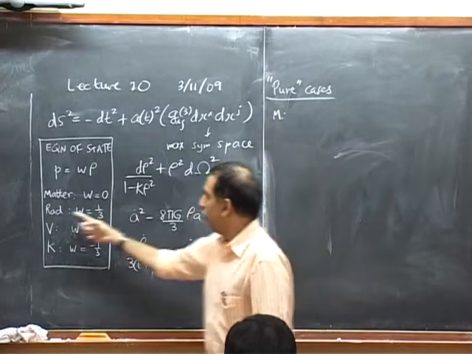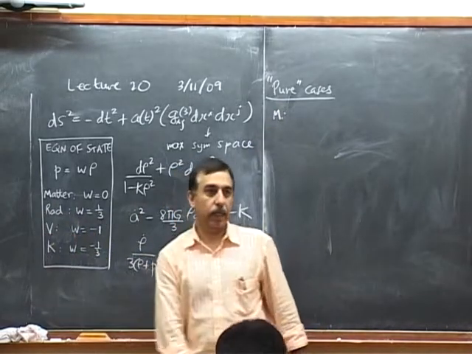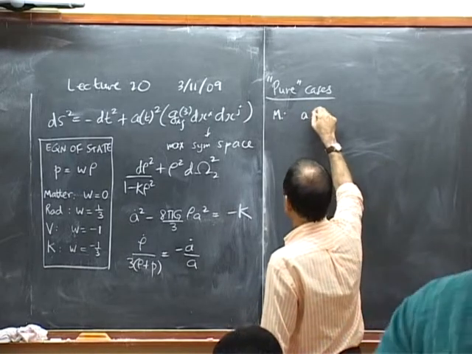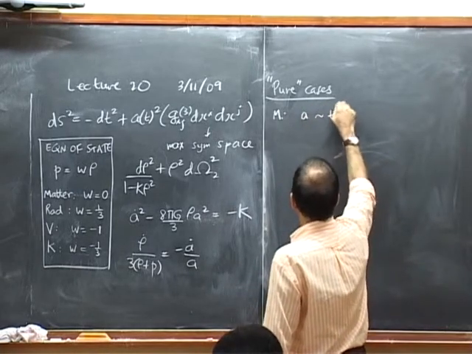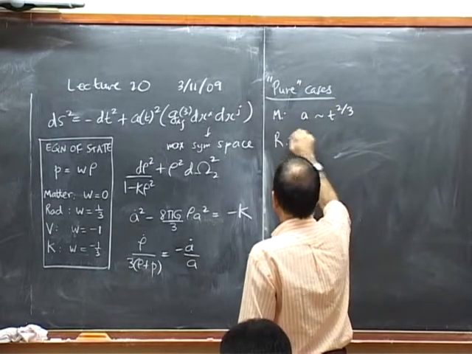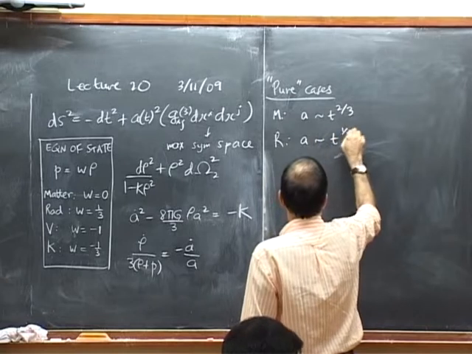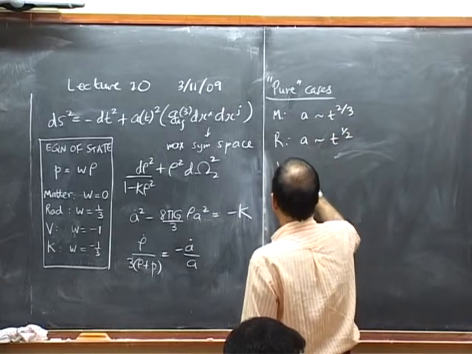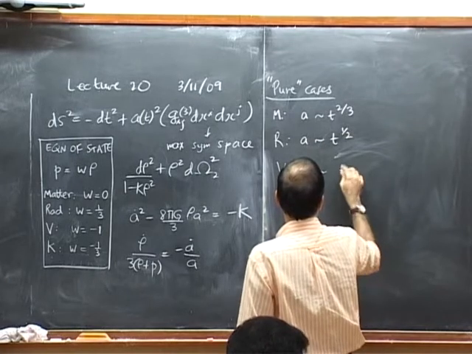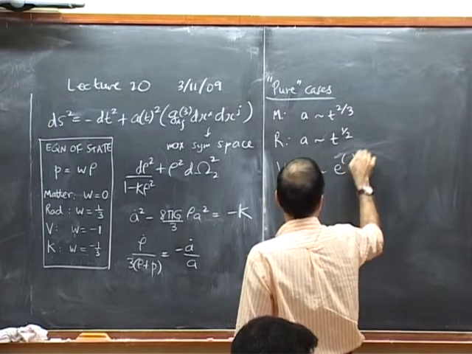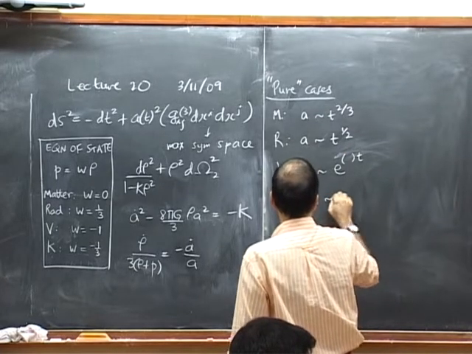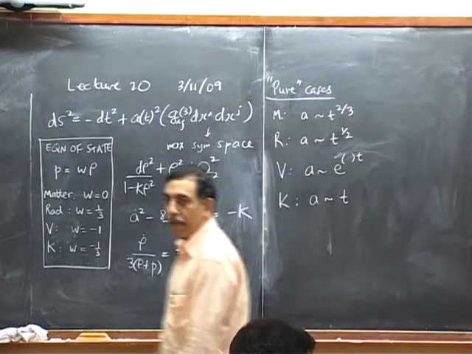Now I'll be using the abbreviations M, R, V and K. M tells us that A scales like t to the 2/3. We did this last time. Radiation tells us that A scales like t to the half. Vacuum tells us that A scales like the exponential of a constant times t. And curvature tells us that A scales like t.